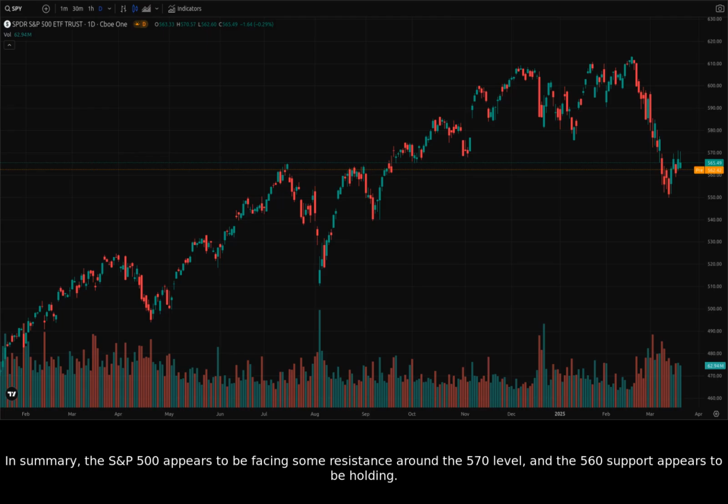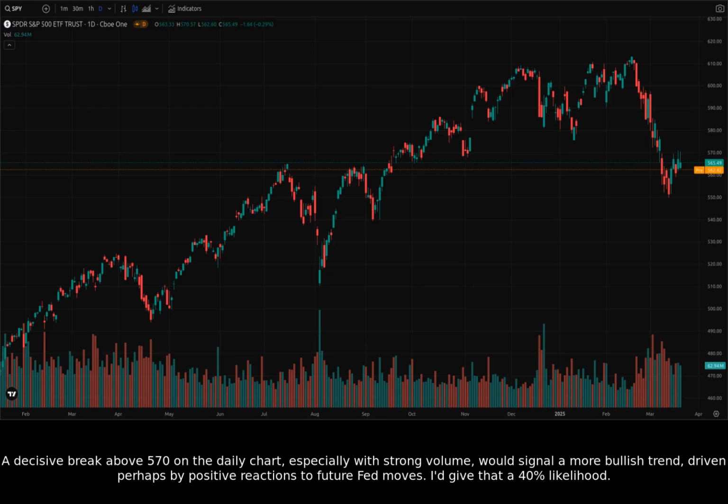In summary, the S&P 500 appears to be facing some resistance around the 570 level, and the 560 support appears to be holding. A decisive break above 570 on the daily chart, especially with strong volume, would signal a more bullish trend, driven perhaps by positive reactions to future Fed moves. I'd give that a 40% likelihood.